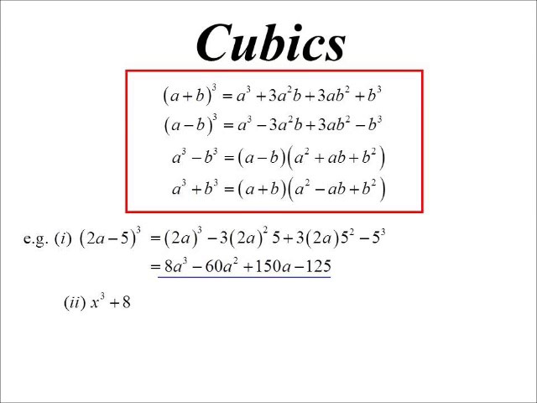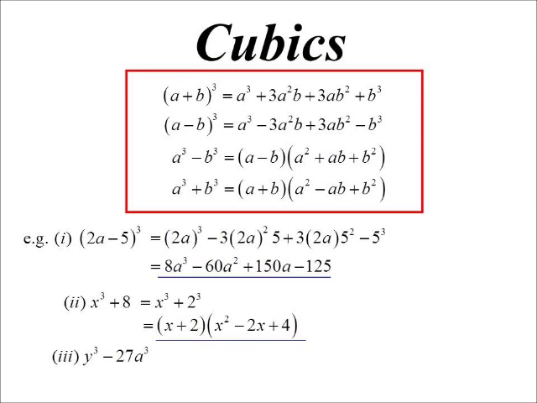x cubed plus 8, 8 of course is 2 cubed. Again, you wouldn't necessarily write that line down. So we start with x plus 2, x squared, but it'll be minus in this case. The product, 2x, plus 4. Again, 27 is 3 cubed. So we have the difference of 2 cubes there. So it starts with y minus 3a, y squared plus, the sign will change, the product 3ay, and then the last one squared.